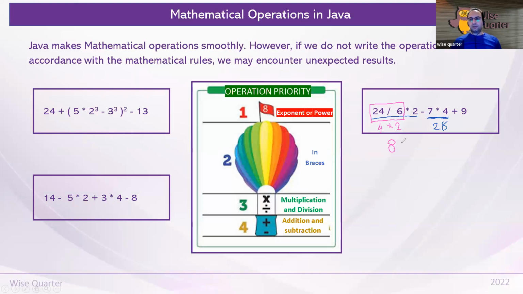This part is 8 minus 28 plus 9. To make it easier, again, I will start from the left side. Yes, I can see there's an easier way to handle it, but let's start from here. When I calculate this, it will be minus 20, and plus 9 comes from there. Minus 20 and plus 9, it will be minus 11.